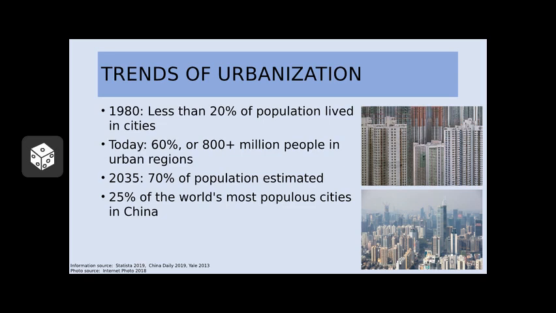Current estimates are that by 2035, around 70% of the population will be urbanized, and for another scale, 25 out of the 100 of the world's most populous cities all belong to China.